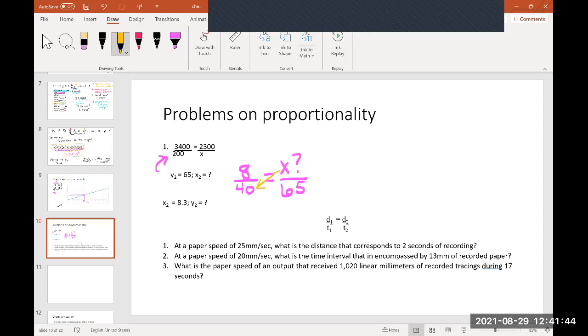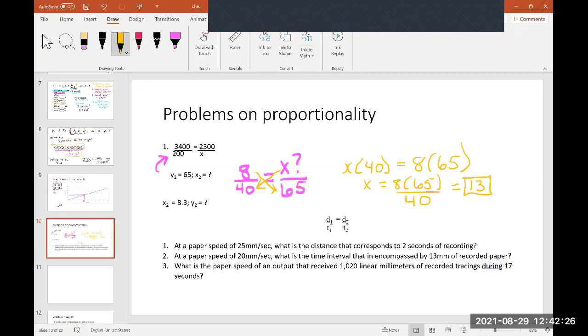So if I cross multiply, I get x times 40 equals 8 times 65. So x would equal 8 times 65 divided by 40. I just do the math, 8 times 65 divided by 40, and I get 13. So x2 would be 13.